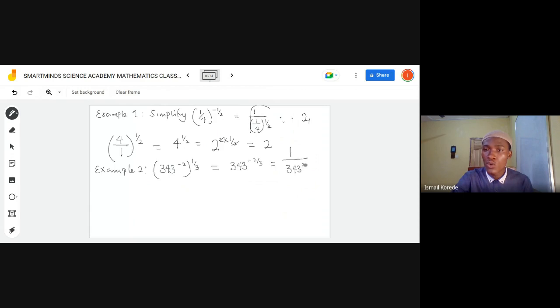I can remove the negative sign by doing 1 over 343 to the power of 2/3. Now 343 has an index form, and the index form for 343 is 7 to the power of 3. So I can have 1 over 7 to the power of 3 times 2/3. This 3 can cancel out this 3, so I'm going to have 1 over 7 squared, or 1/49, or also 7 raised to the power negative 2. So your answer can be in this form or this form. It depends.